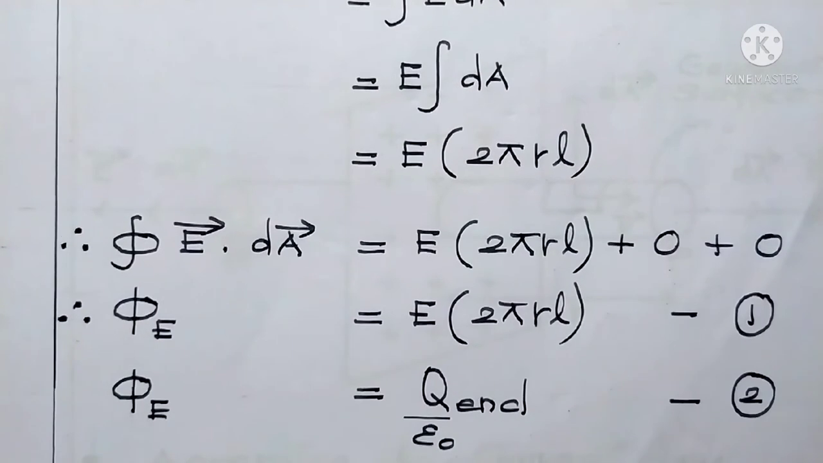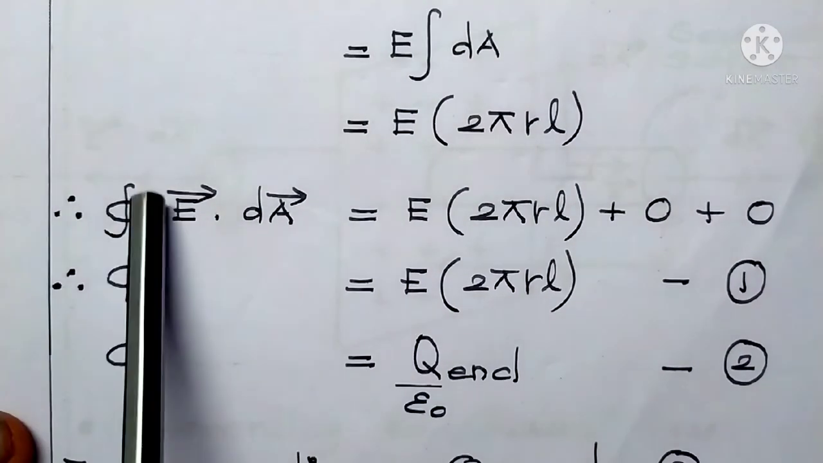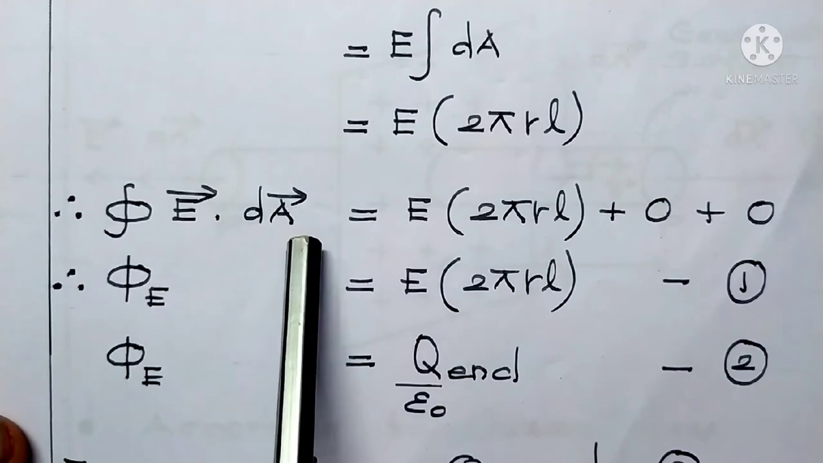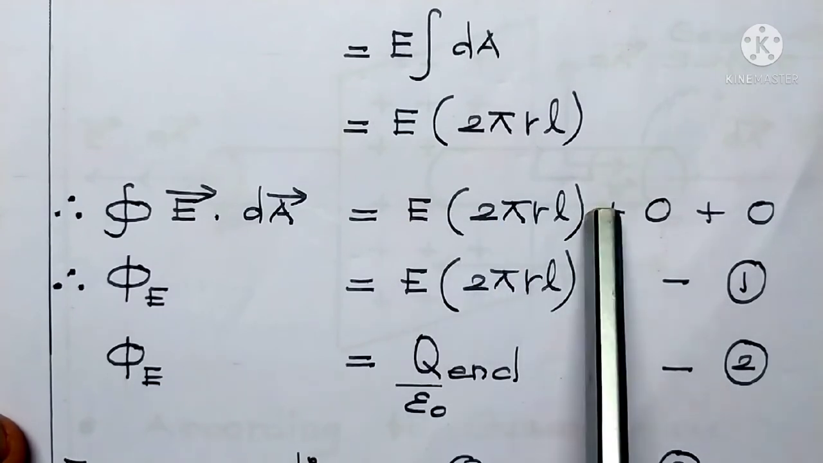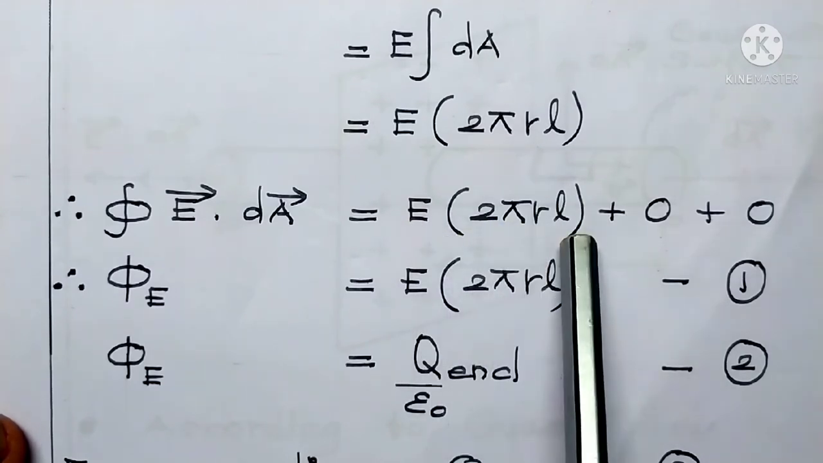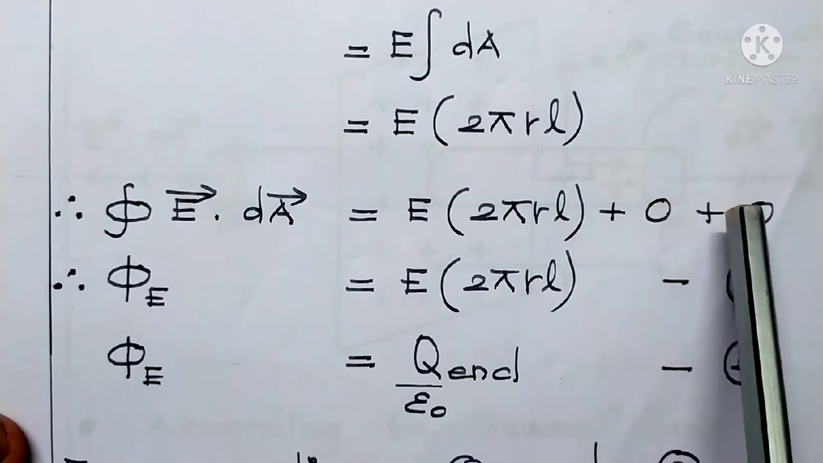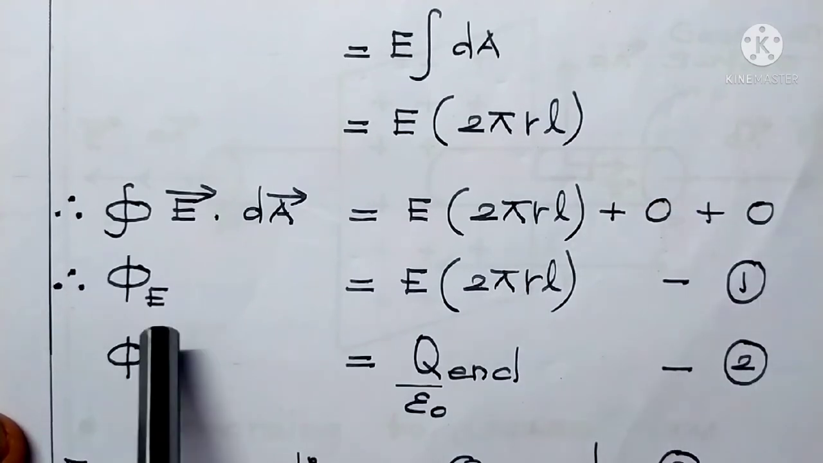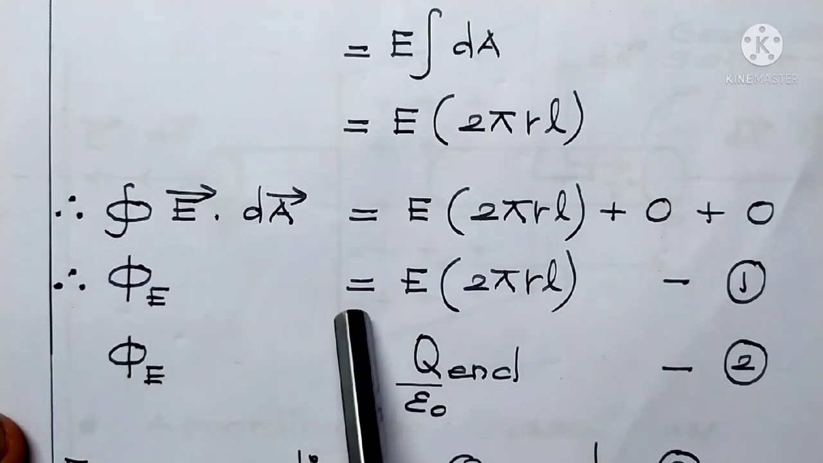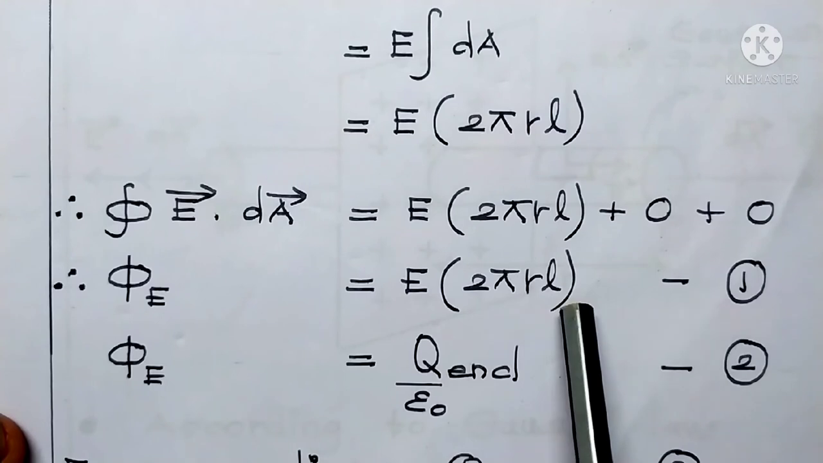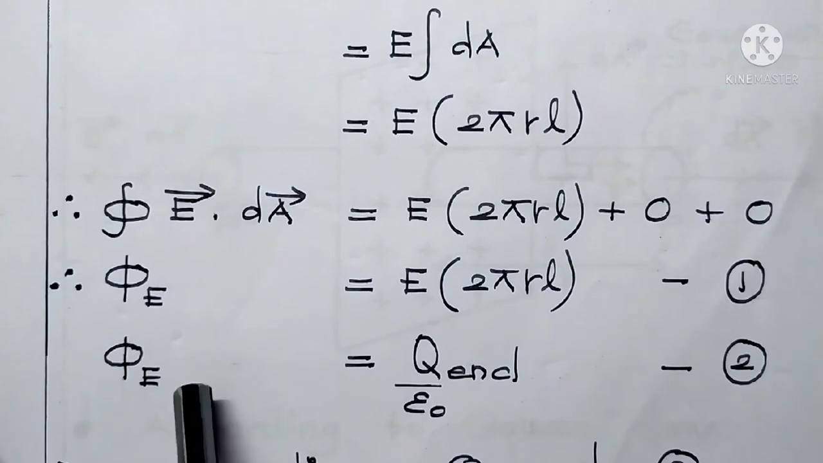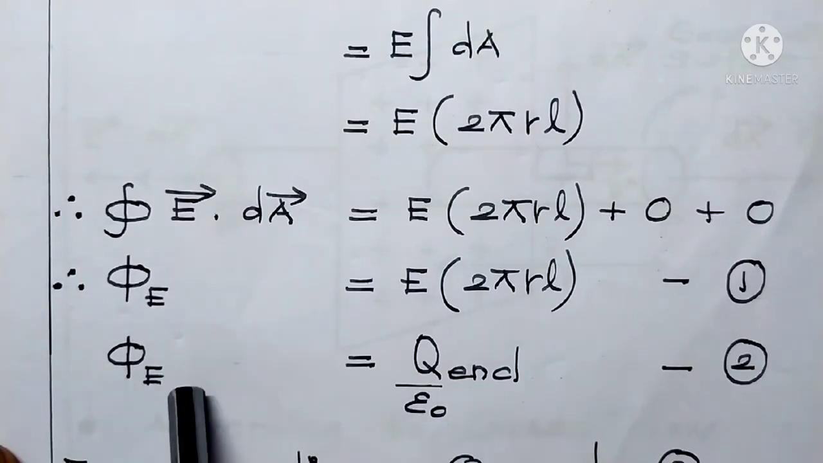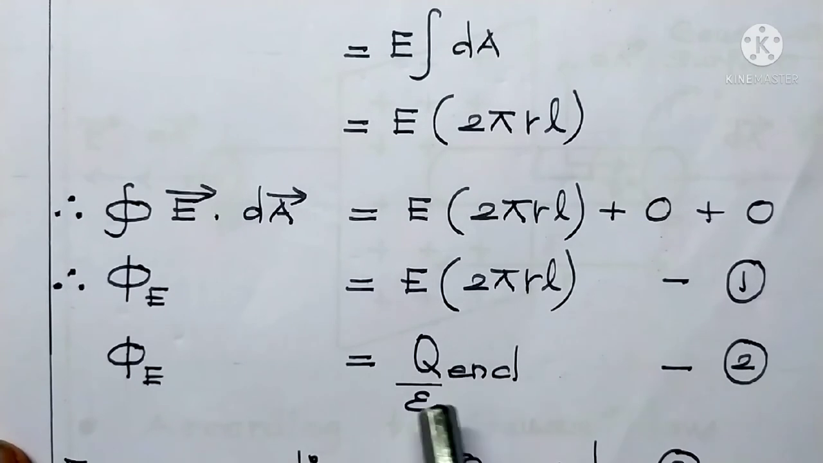In the next step, we are going to sum up all. Therefore, the surface integral of E vector dot dA vector is equal to, first we write the term due to the curved surface, that is E into 2 pi r L, plus due to the top surface 0, due to the bottom surface 0. So on the whole we get phi E equal to E into 2 pi r L, let it be equation number 1. And we also know that from Gauss law, phi E is nothing but Q enclosed by epsilon naught. Let this be equation 2.